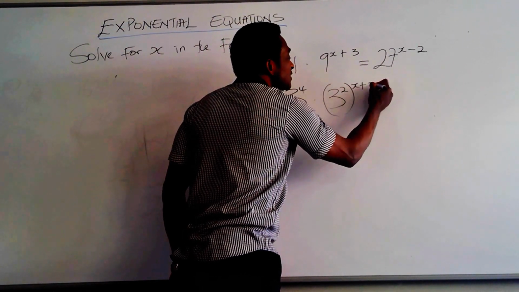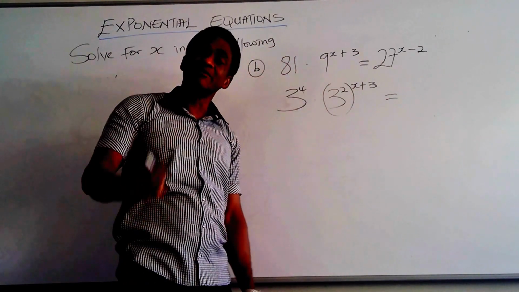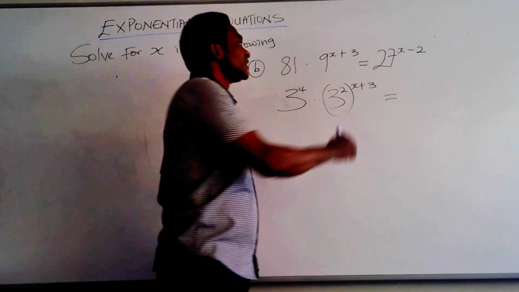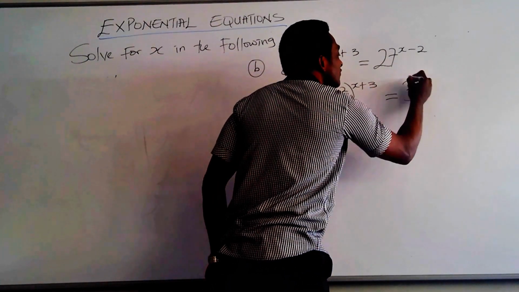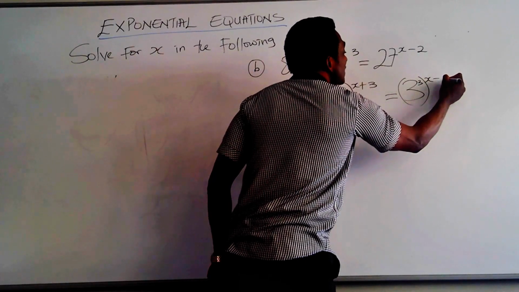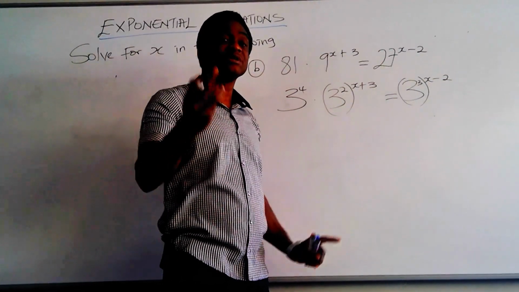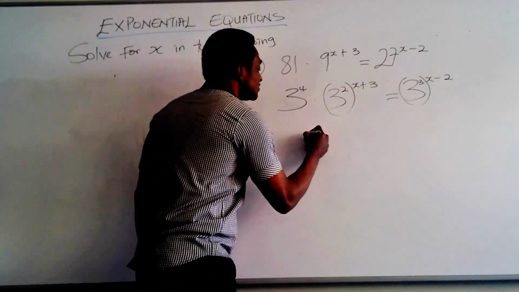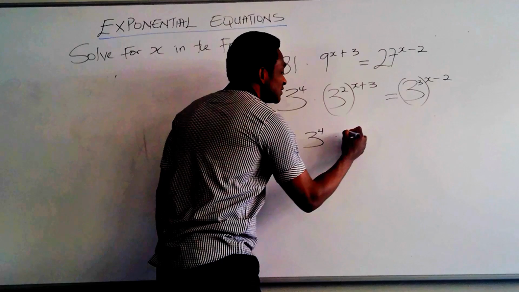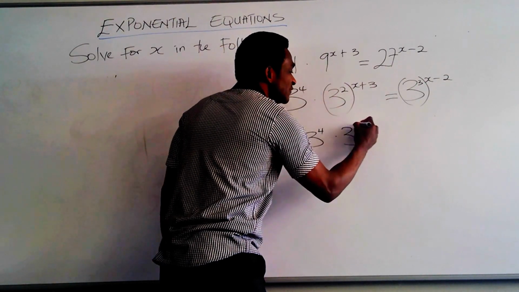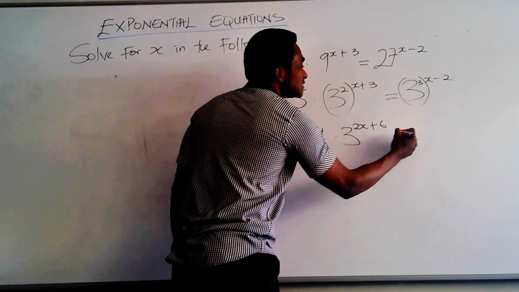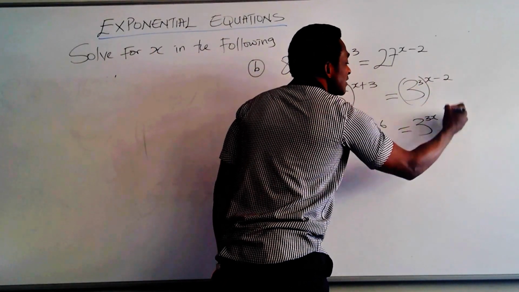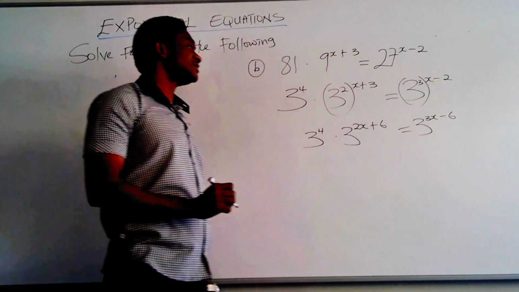But please put this outside the bracket so that we can remember that these 2 belong to both x and 3. The same applies now. We have 3 to the power of 3, and we have x minus 2 outside because 27 is 3 to the power of 3. Now let's simplify and get rid of the brackets. This is 3 to the power of 4 times 3 to the power of, this belongs to both of them, 2x plus 6, and then here we have 3 to the power of 3x, 3 minus 2 times minus 2 is minus 6.